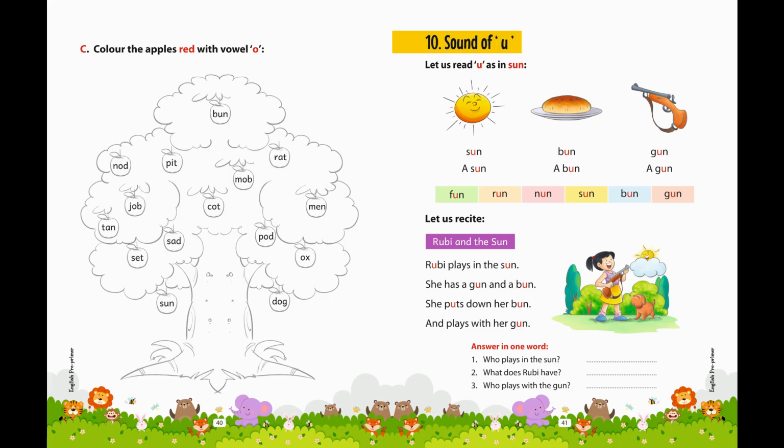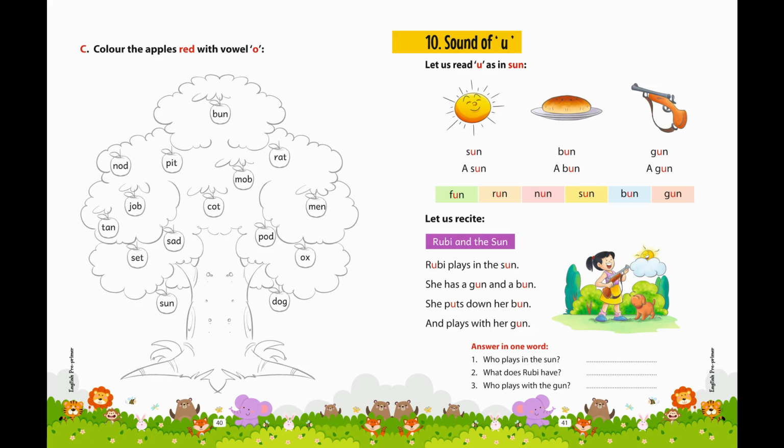Chapter 10. Sound of U as in sun. Now let's learn the sound of U. Say after me. Sun, a sun. Bun, a bun. Gun, a gun. Now repeat these UN words. Fun, run, none, sun, bun, gun.